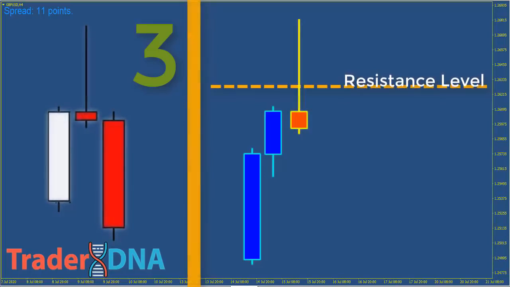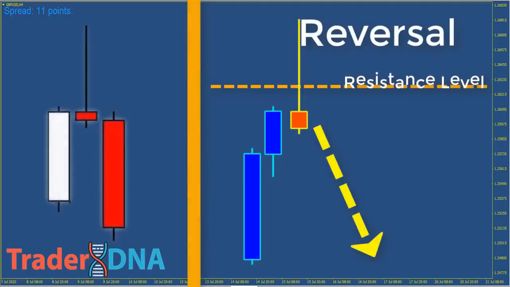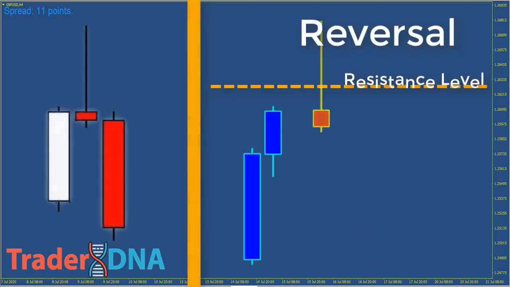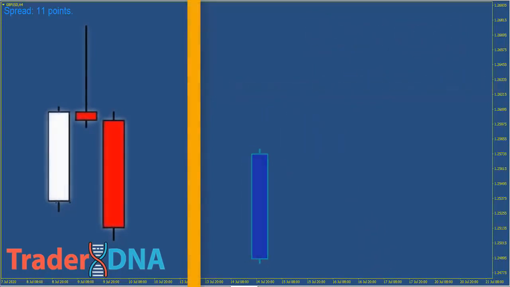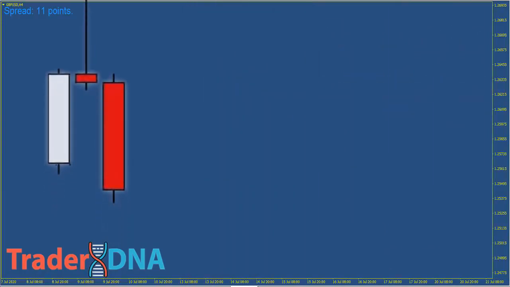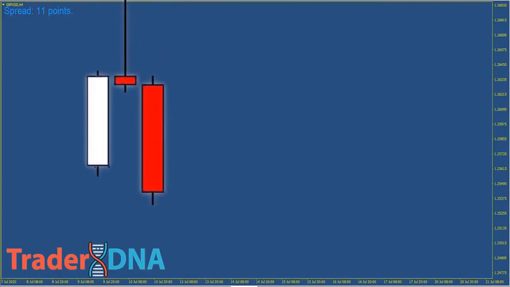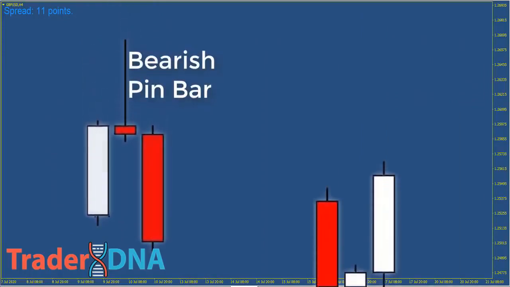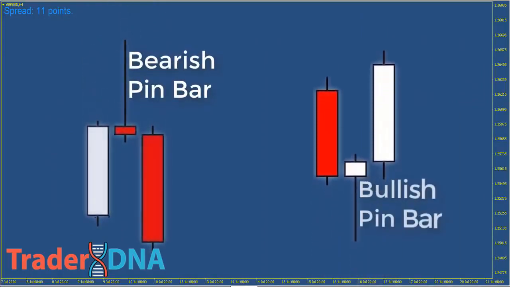A lower open or a red candle the next day reinforces the fact that selling is going on and sellers have now taken control. Basically, the pin bar is a reversal pattern. However, the pin bar can be traded with or against the trend. There are two types of pin bar. First, bearish pin bar. Second, bullish pin bar.